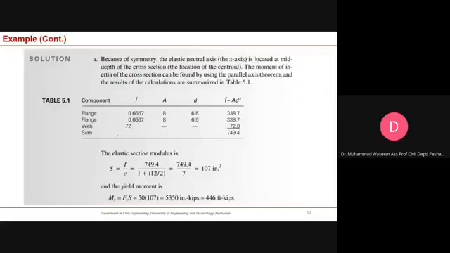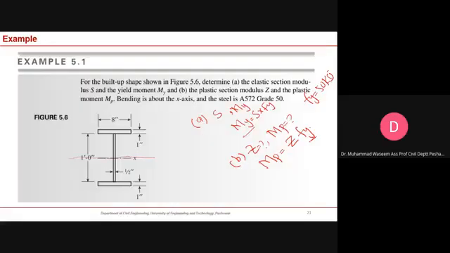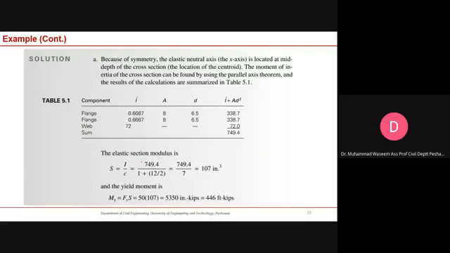If we go to the calculation in this example, it is saying that because of the symmetry, the elastic axis is located at the mid depth of the cross section, exactly at the middle where this x-axis is located. The moment of inertia of the cross section can be found by using the parallel axis theorem. So what is the parallel axis theorem? For example, if you want to compute this one, it will be this plus area into dx square, where this is the distance between the centroid of the geometry and the centroid of the whole cross section.